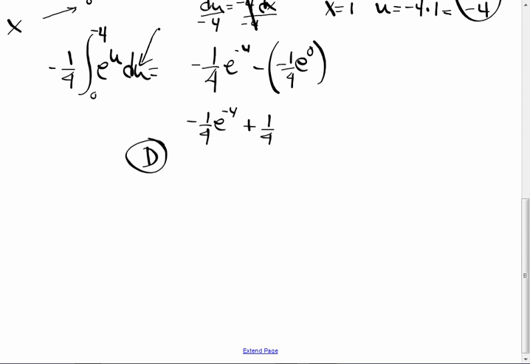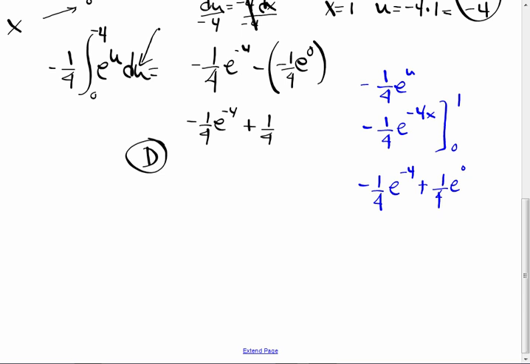I could go back to x's, because this is going to be negative 1/4 e to the u, which is negative 1/4 e to the minus 4x. Then we have to use the x values, which were 0 and 1. So if you do that, that's e to the negative 4 plus 1/4 e to the 0. It's the same thing.